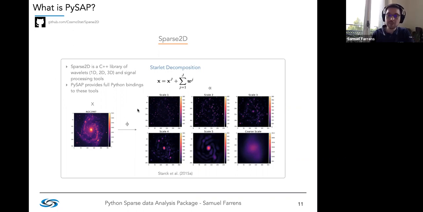So one particular example of a wavelet that is included in PySAP is the starlet decomposition. This is a kind of fancy wavelet that was pioneered by Jean-Luc Starck, and is particularly well suited for astronomical images. It's an undecimated isotropic wavelet transform, and so it's particularly good at taking something like an image of a galaxy and decomposing it into different scales of spatial frequency. And the nice aspect of this particular transform is that once you decompose it, you can recover your original image by simply summing all of these wavelet scales together. So this is fully implemented in PySAP and available to the users to analyze their data, among many others.